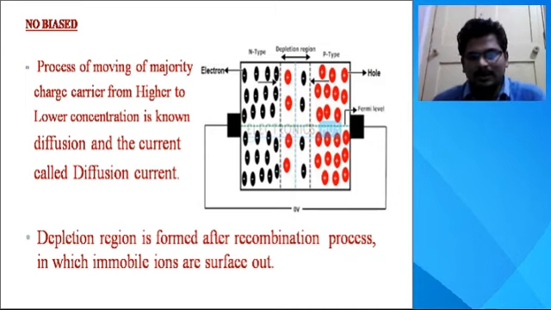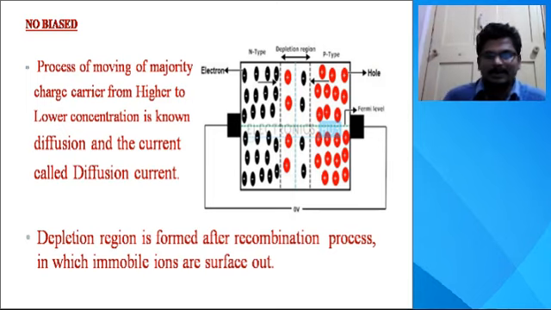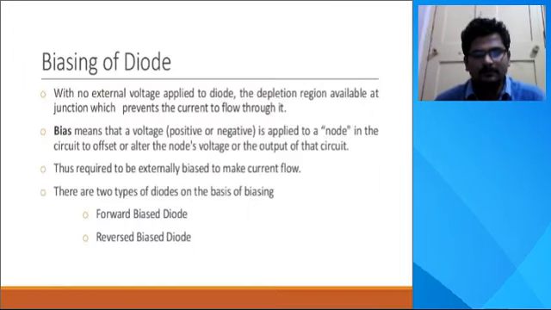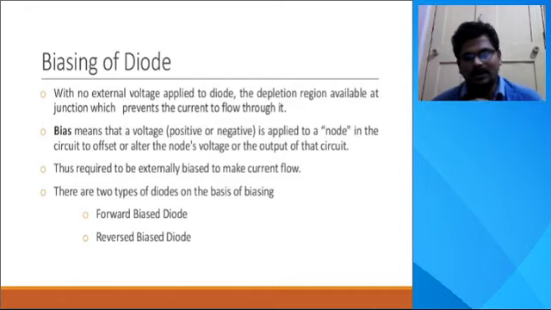The electrons and the holes are indicated in two different colors. So where the electrons and the holes are stuck, the region is called the depletion region. So next one is biasing of diode. Basically we have two types of biasing. One is forward bias and the second one is reverse bias.